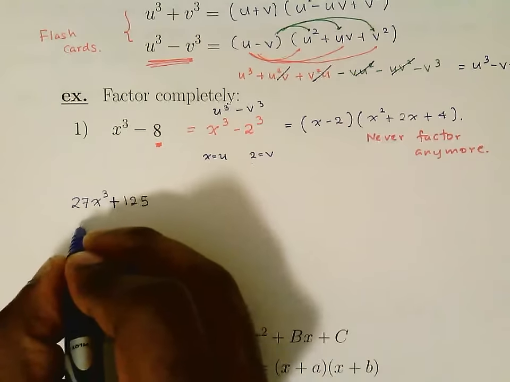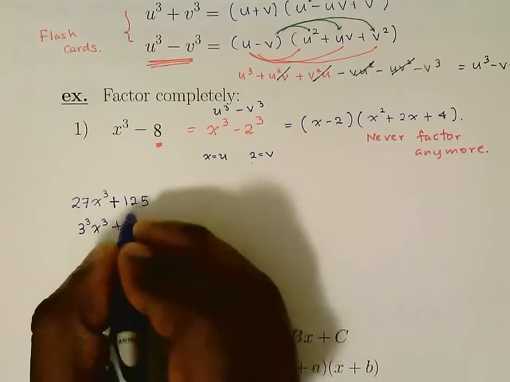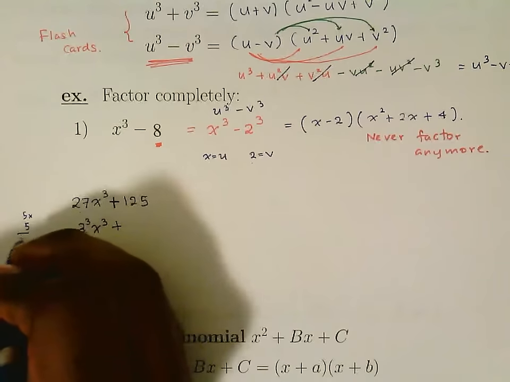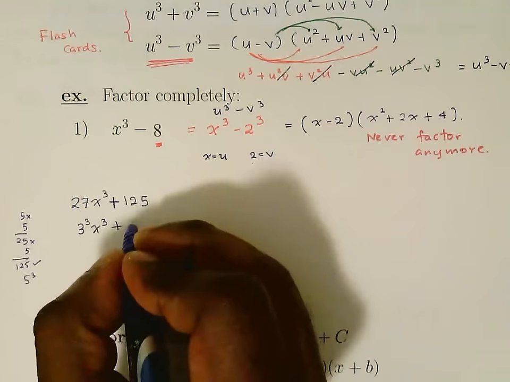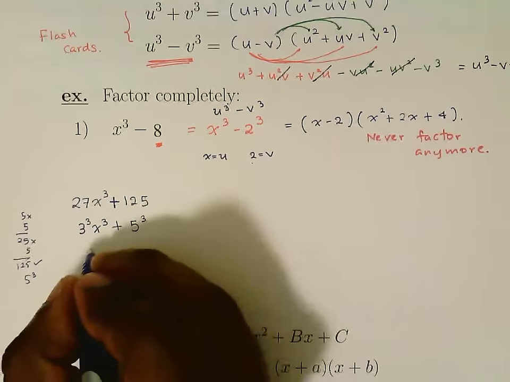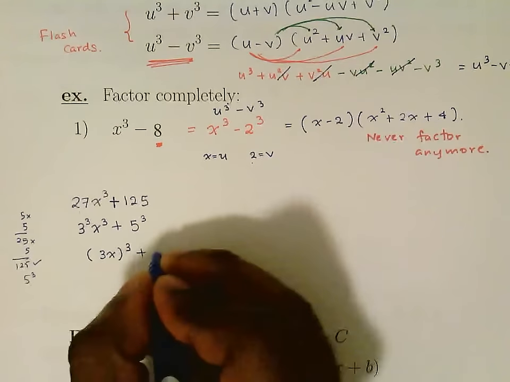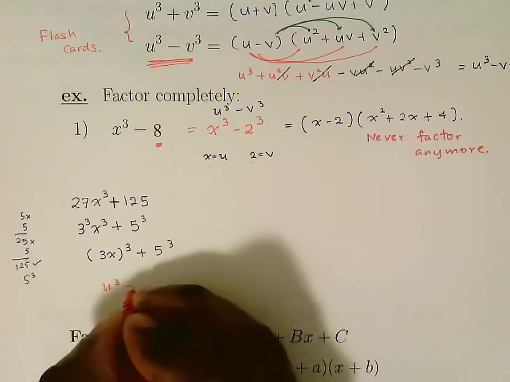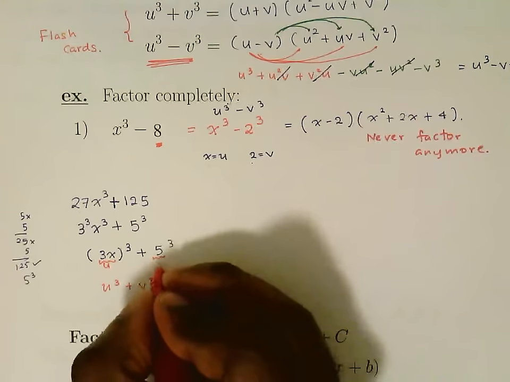But when you rewrite this, 27 is the same as 3 cubed, and that's x cubed, and 125. Well, 5 might work. 5 times 5 is 25, 25 times 5 is 125. So yes, this is 5 cubed. So just rewrite it once more: 3x, the whole thing cubed, plus 5 cubed. Now you can see the formula you're using is u cubed plus v cubed. This is your u, and this is your v.